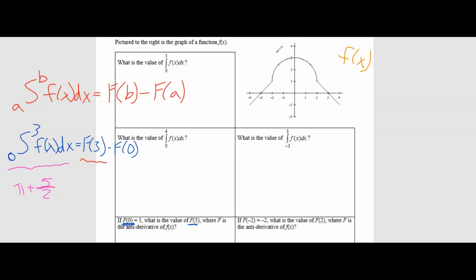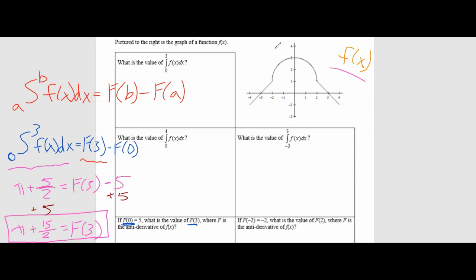And if it wasn't something we had already figured out, we could just come up here to the diagram of f of x and use area formulas to figure that out. I don't know what f of 3 is, but I know that f of 0 is 5. Well, I've got one unknown here, and the only thing I need to do is add 5 to both sides. That is going to give me pi plus 15/2, or 7.5, is equal to f of 3. And there is your answer.